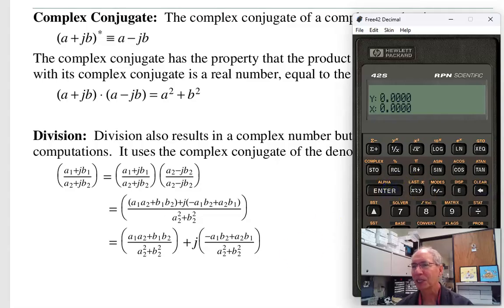Fortunately, HP calculators do that for you. Take 2 plus j3 and 4 plus j5. Take the ratio. It's this. It's a complex number.